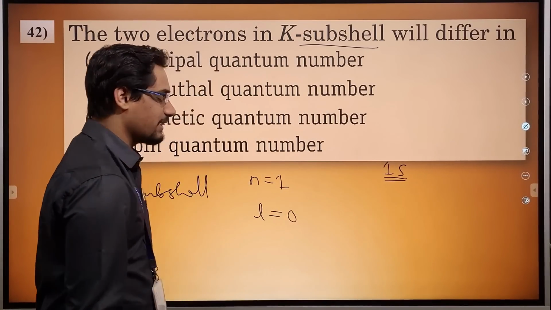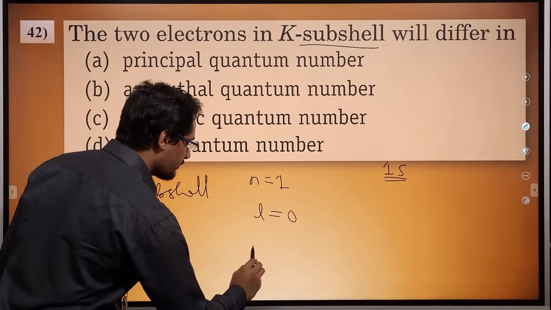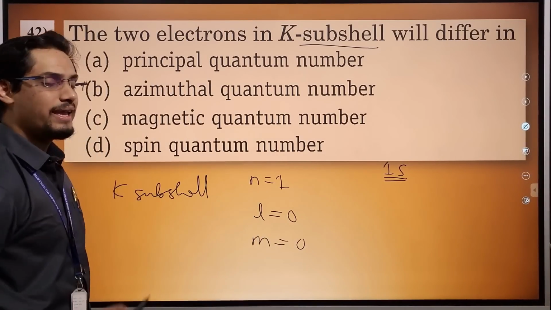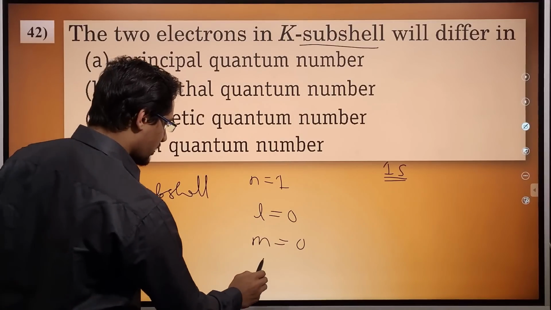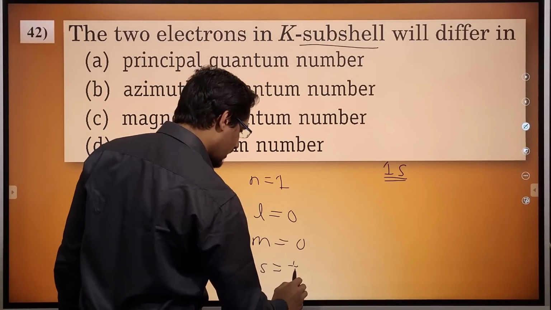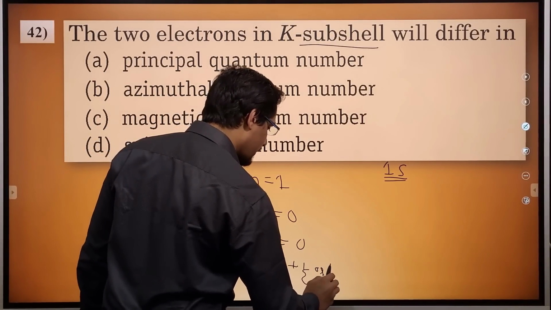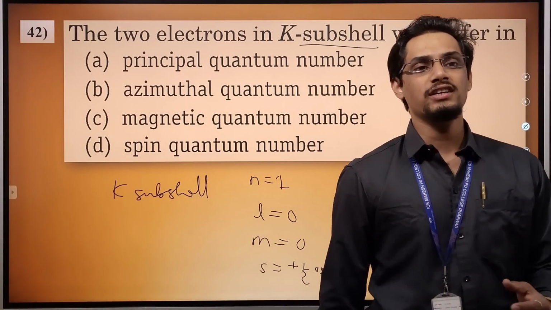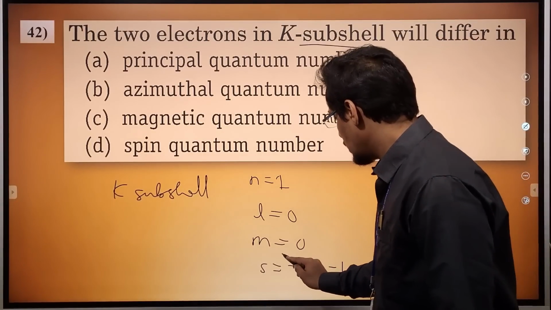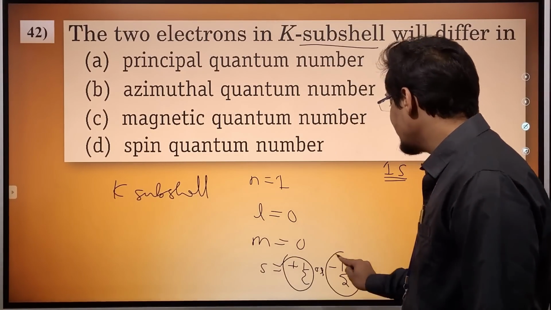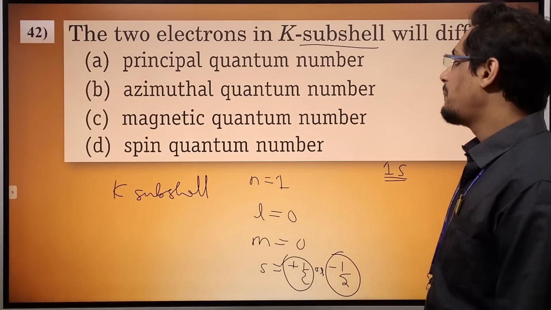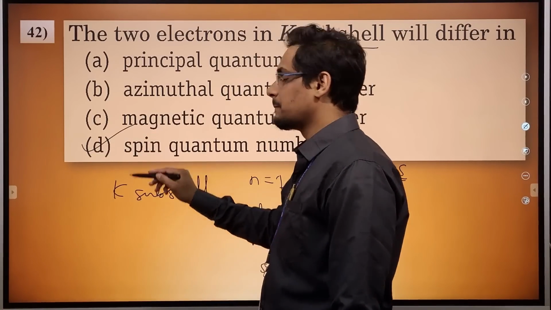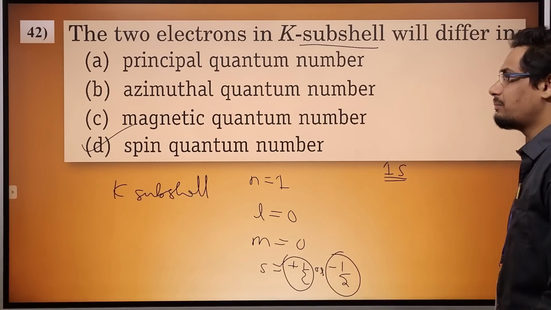So for s, L is equal to 0. If L is equal to 0, m should be equal to 0. If m is equal to 0, s can be either plus half or minus half. So for K shell or the first shell, the two electrons can differ only by spin quantum number. This is the only possible answer.